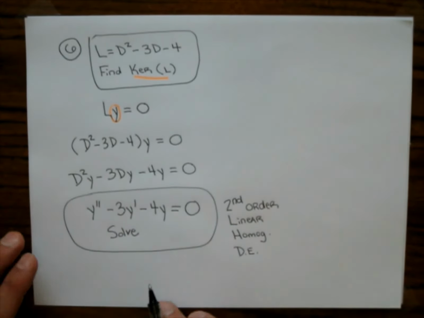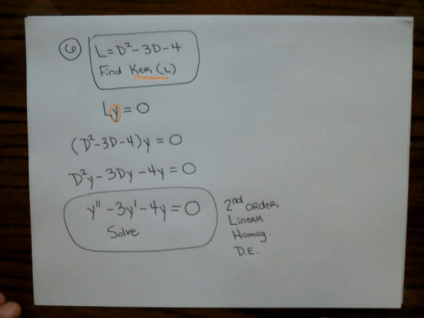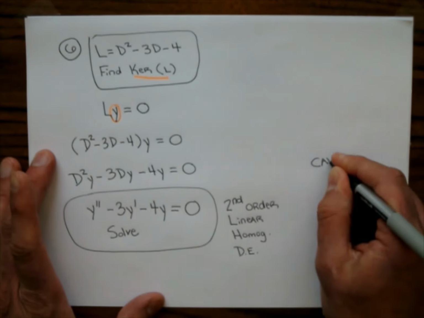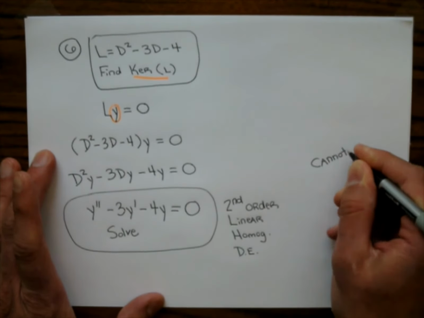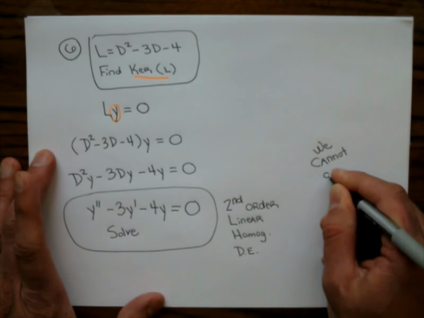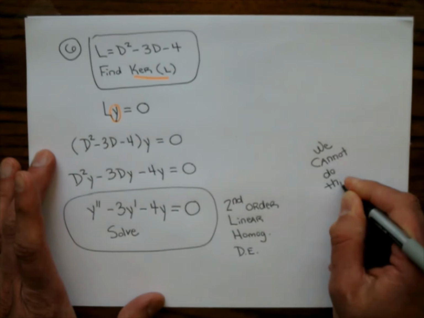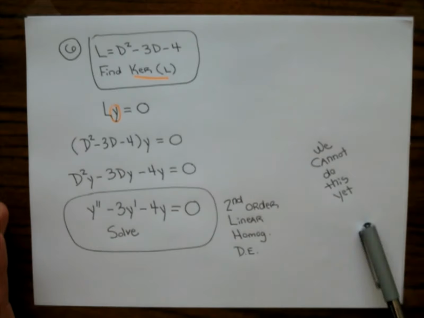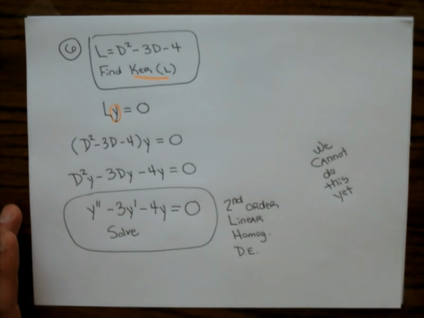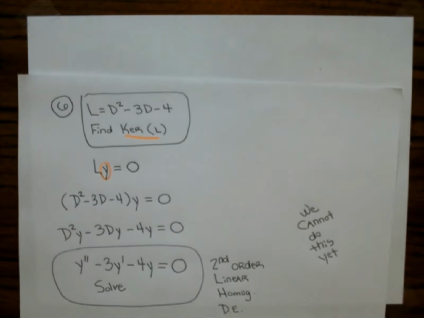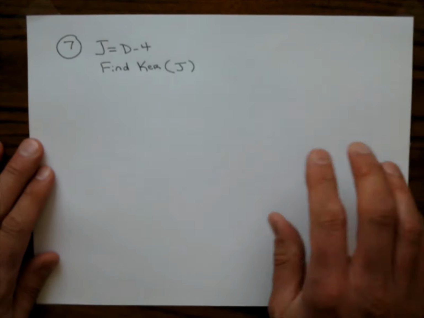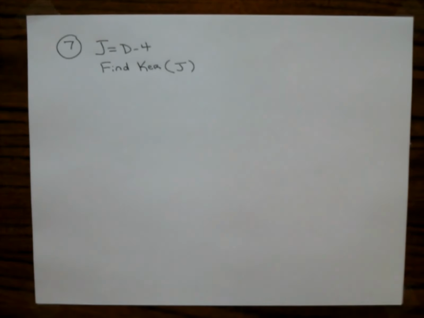And the funny part about this is we can't do this problem. So here's a problem, problem number 6, where the answer is we cannot do this yet. Okay, so we don't want to get in the habit of writing that on our exams now. So what do we do? We just throw that to the side. Let's go do another problem now. So this is working out pretty good.